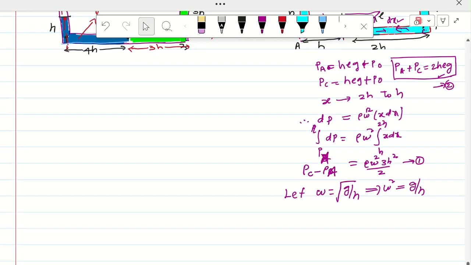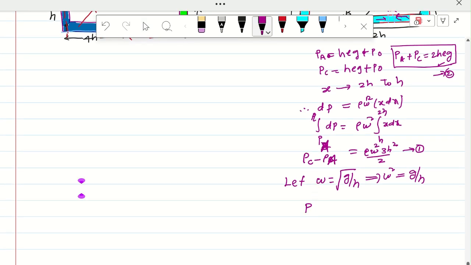Now substitute here. PC minus PA is equal to how much in terms of h? Substitute g by h, we get 3g h by 2 into rho. So g by h is substituted, and now we get 3g h rho by 2. So this is equation 3. Now, 3 and 1, I am adding equation 3 and 1.